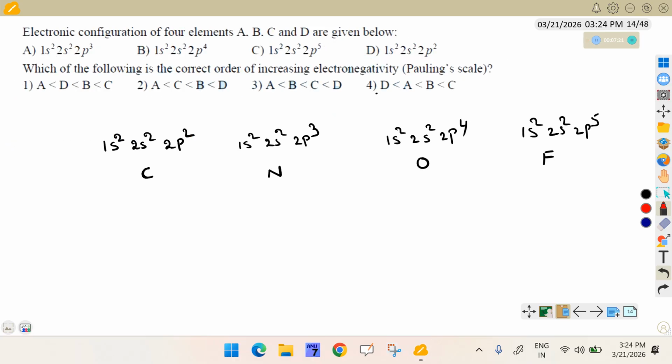Electronic configurations of four elements A, B, C, D are given below. Which one of the following is the correct order of increasing electronegativity? We know that across a period, left to right, electronegativity value increases.